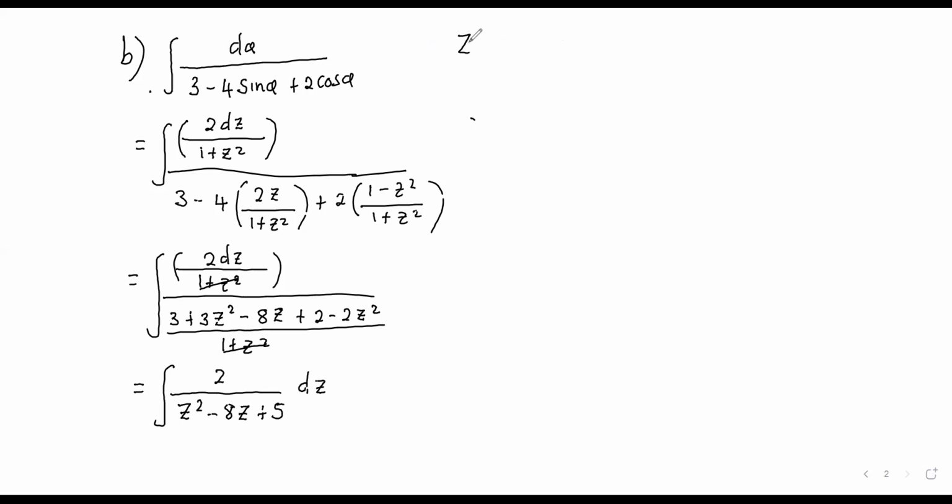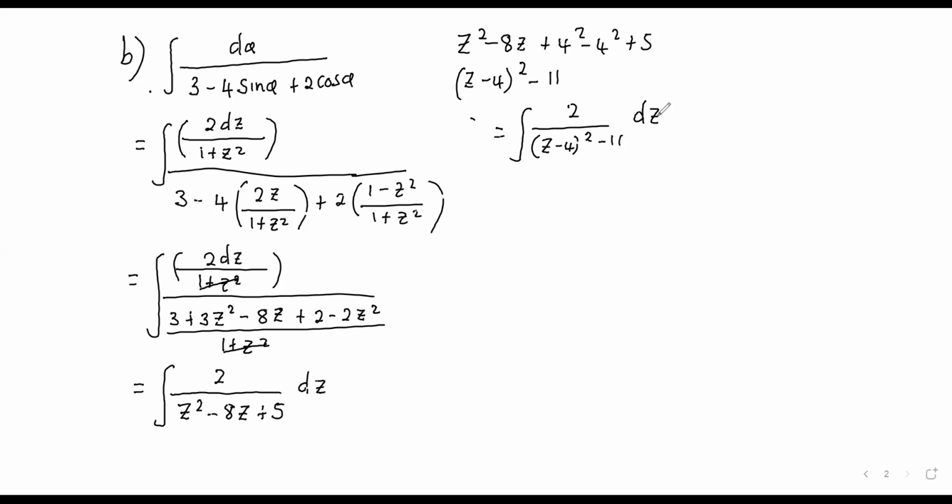Look, I'm saying z squared minus 8z plus 4 squared minus 4 squared plus 5. So this would be z minus 4 squared. Negative 16 plus 5 is negative 11. So that's the integral that we are going to have now. We have the integral of 2 over z minus 4 squared minus 11 dz.